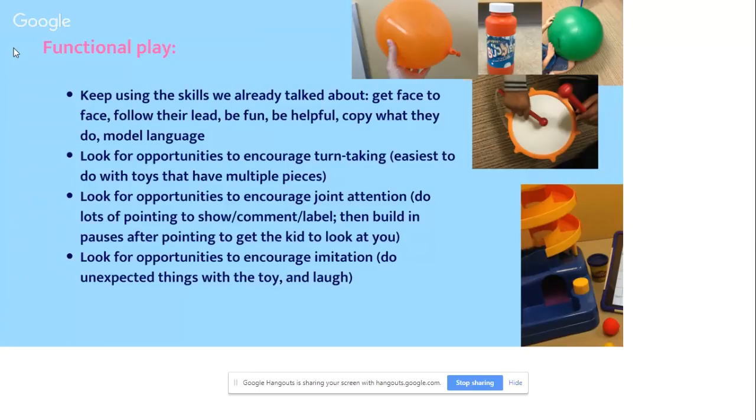And then you're going to be looking for opportunities to encourage imitation. So you want to do unexpected things with the toy and then laugh, like make that toy car go crash off the edge of the table, and the kid is really startled, you know, because you're an adult and you're doing this and you're laughing, whatever. Okay, so those are some of the things that you can be working on within functional play.